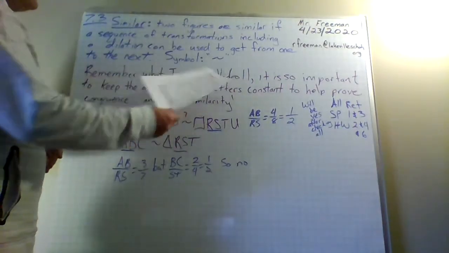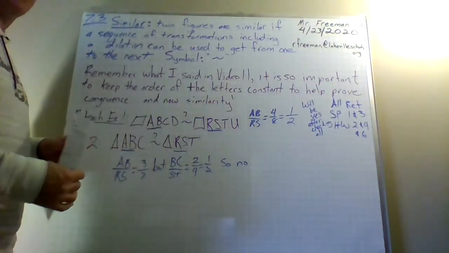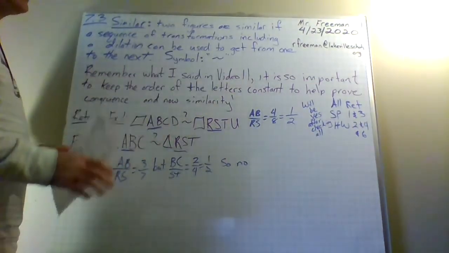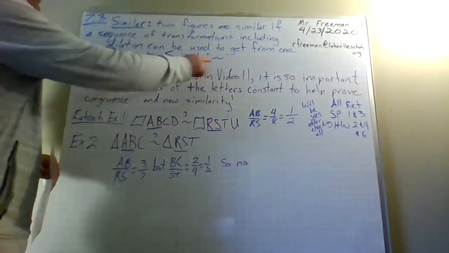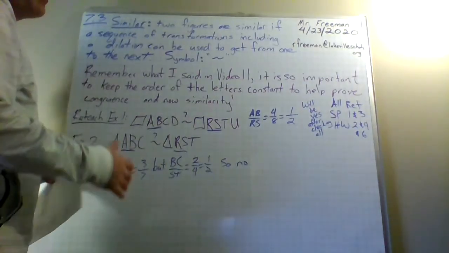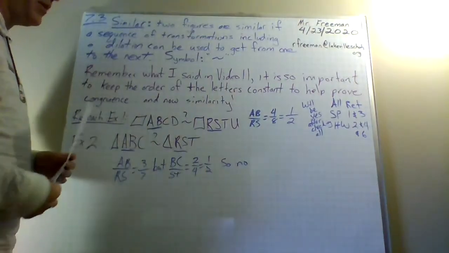The symbol that they use, they don't really talk about on your sheets. I wish they had, but I'm giving it to you because you definitely need to know. It is a little squiggly line, kind of like congruence, but taking away the equals part underneath that squiggly. Not equals, not congruent, just a squiggly line means similar.